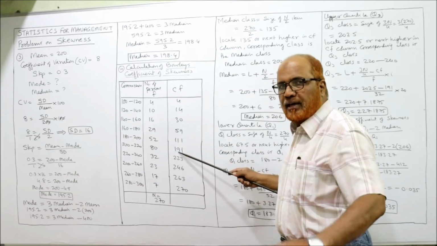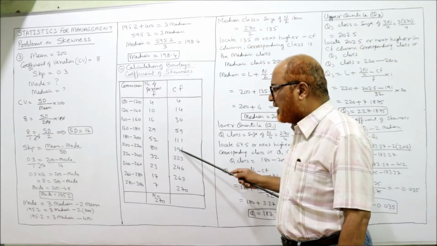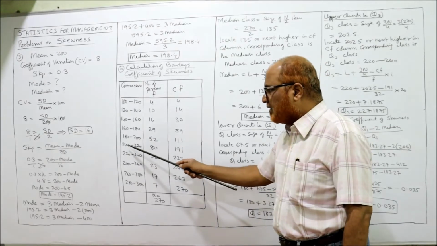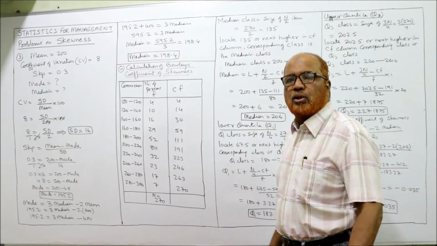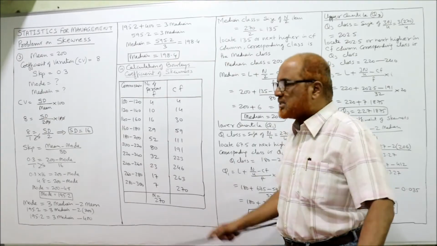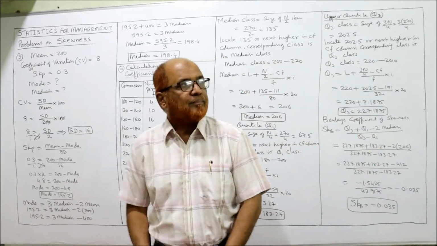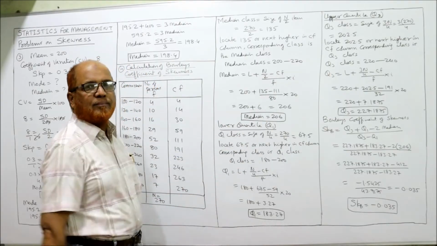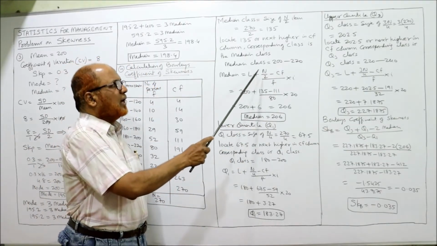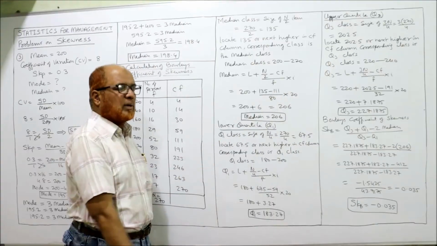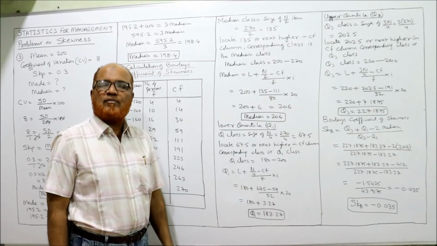135 we don't have. Immediately higher to 135 we have 191, against the class interval 200 to 220. So our median class is 200 to 220. Now the median formula: median is equal to L plus (n by 2 minus CF) by F into I. This is the formula for median.